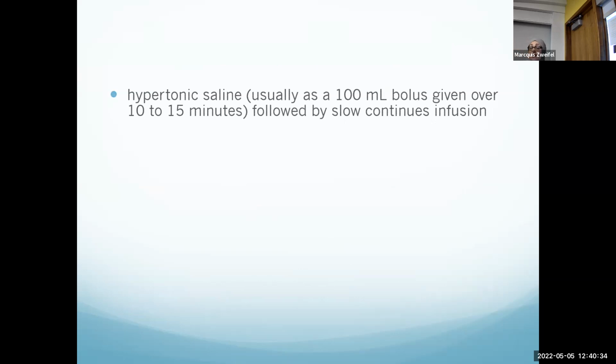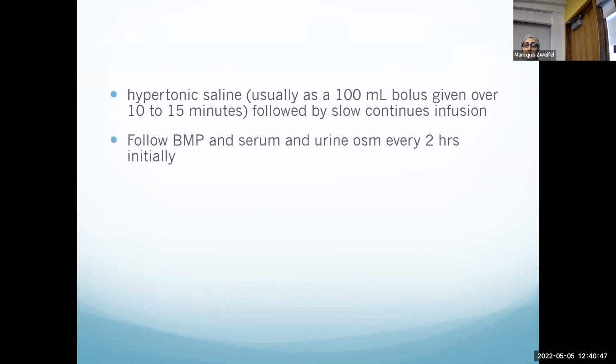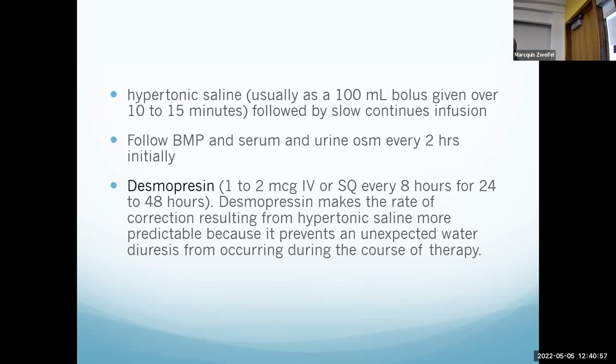You can give hypertonic saline for those who have really bad severe hyponatremia. You're trying to correct it, usually at 100 ml bolus given over 10 to 15 minutes, and then you follow that by slow continuous infusion. Typically you need a central line for hypertonic saline. Follow BMP and serum urine osmolarity every 2 hours initially. You can give desmopressin 1 to 2 micrograms IV or sub-Q every 8 hours for 24 to 48 hours.